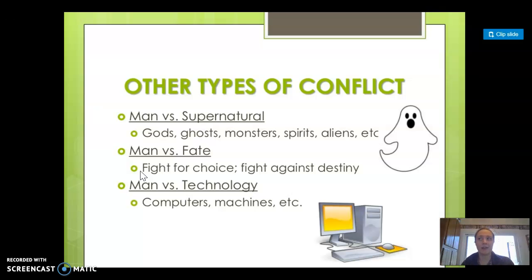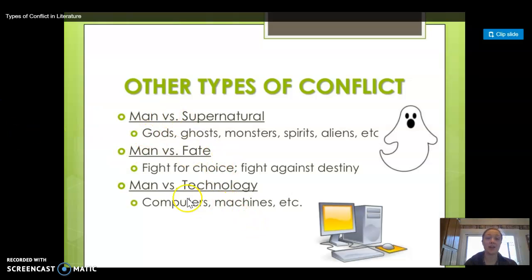This comes up in a lot of books or movies where the character is fighting against something that was predicted of them, against their destiny. Sometimes they succeed, but most of the time they don't, but it comes out better than they think it will. So, fighting against fate. And then man versus supernatural is pretty straightforward.